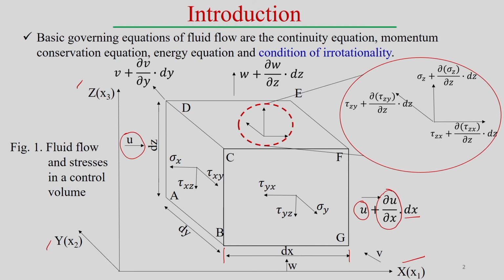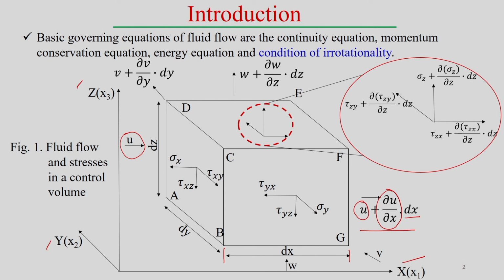So, that is why when it exits from the other faces also within this control volume, we can see u plus del u by del x into dx. This corresponds to the x axis. Similar kind of expression we can write along the y axis, and even along the z axis.